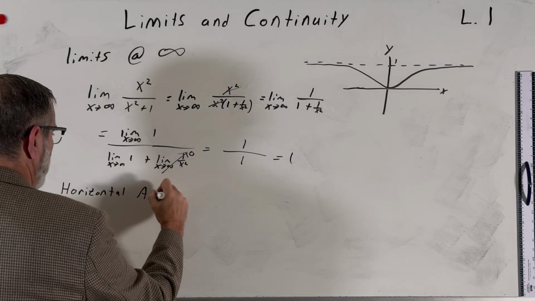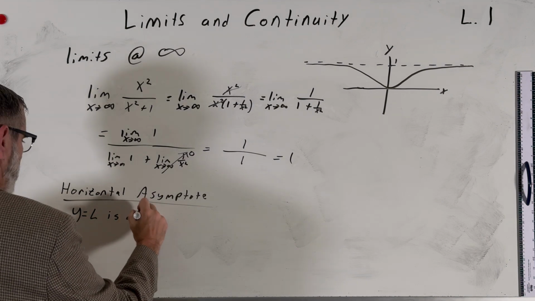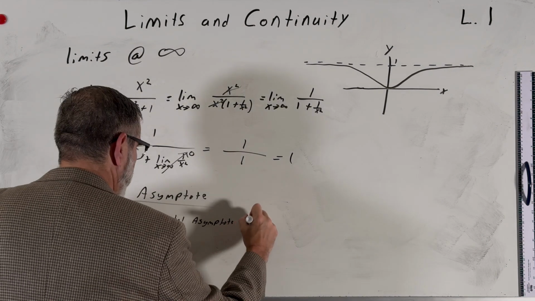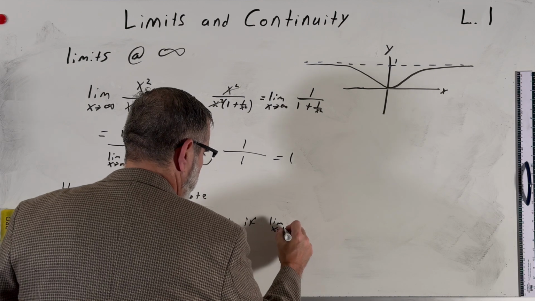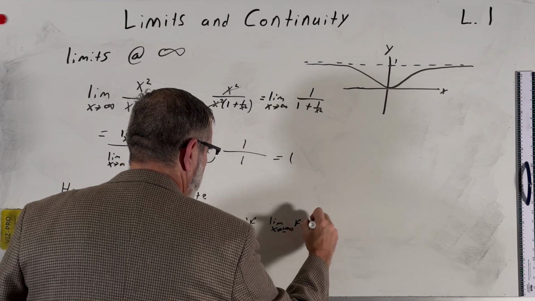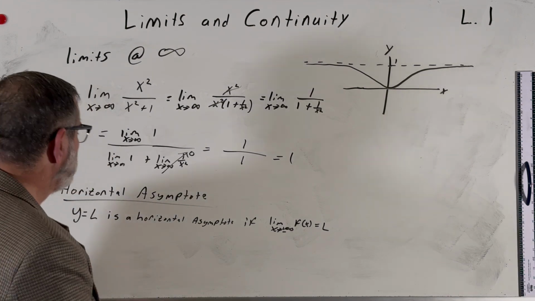Horizontal asymptote. So y equals L is a horizontal asymptote if the limit as x approaches infinity, actually plus or minus infinity, doesn't matter, of f of x equals L. So here we see we've got a vertical asymptote, yes?